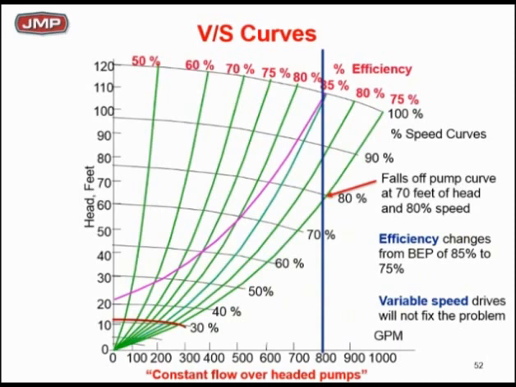Well, your variable speed drive is going to slow you down to what? You're 100% speed at BEP, but you don't need 110 feet of head at full flow. Only need 70 feet. So the variable speed drive starts slowing down: 90% speed, 80% speed. But what happens at that last green line, the last curve, which is 75% speed, by the way? What happens at that point if you get below 80% pump speed, if you get below 70 feet of head? It falls off the pump curve.